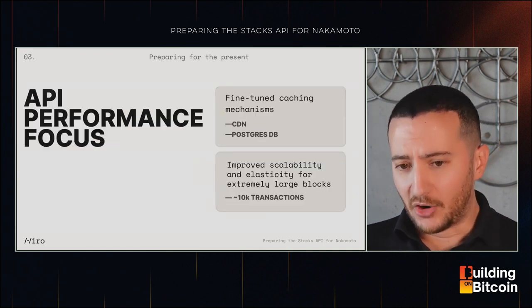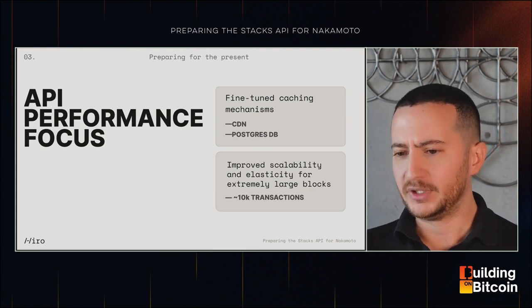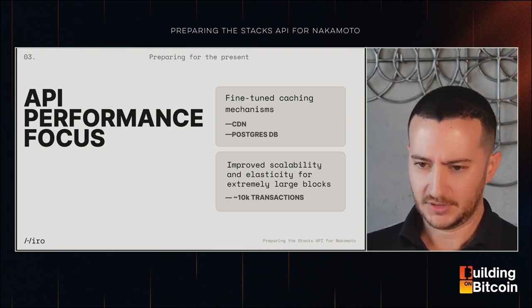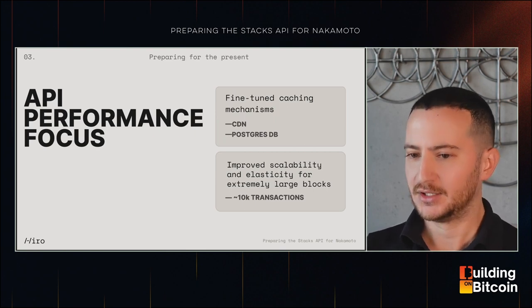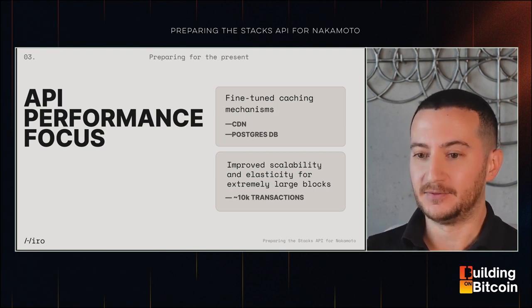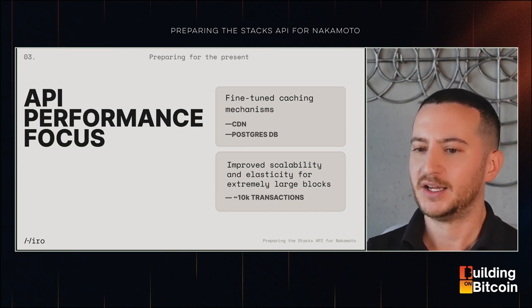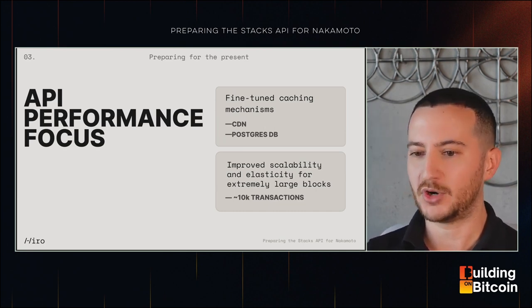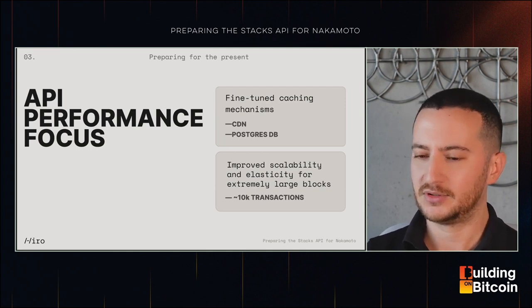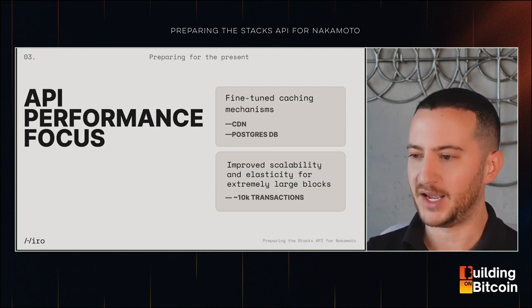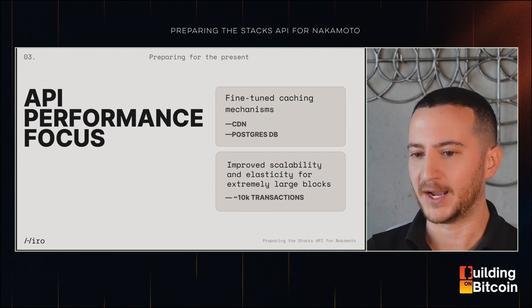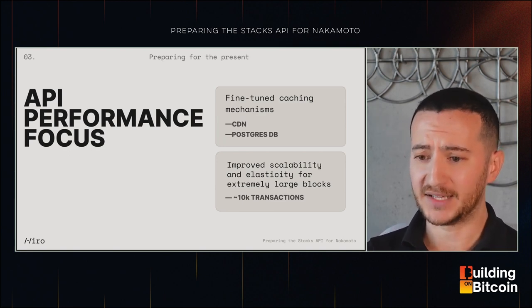And this meant that our performance focus on the API really boiled down to two main efforts. The first one being caching, making sure that we are fine-tuned in this regard. So we use a CDN in front of our API, and this work basically meant getting the CDN to resolve as much requests as possible without having to either revalidate the API or revalidate the cache header or forward the call to the API.